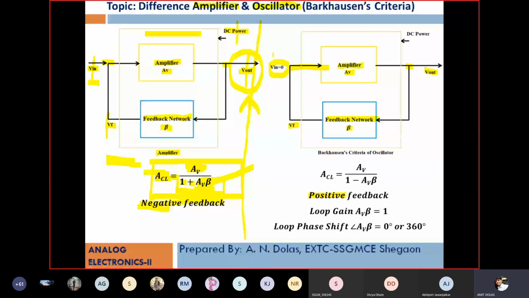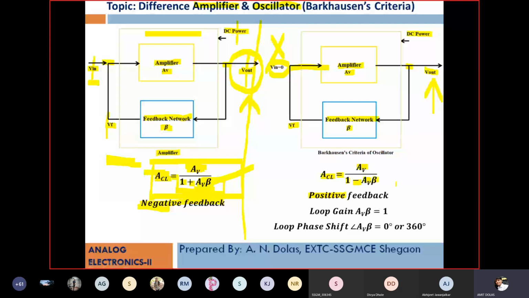Of course, we need a DC power supply because we have to derive voltage from some power source, that is, VCC is available, and the feedback network and amplifier are also available. And it generates a waveform at the output, because you can see here the characteristic equation: the closed loop gain ACL is equal to AV, the gain of the amplifier, divided by 1 minus AV into beta, where AV is the gain of the amplifier and beta is the feedback factor.